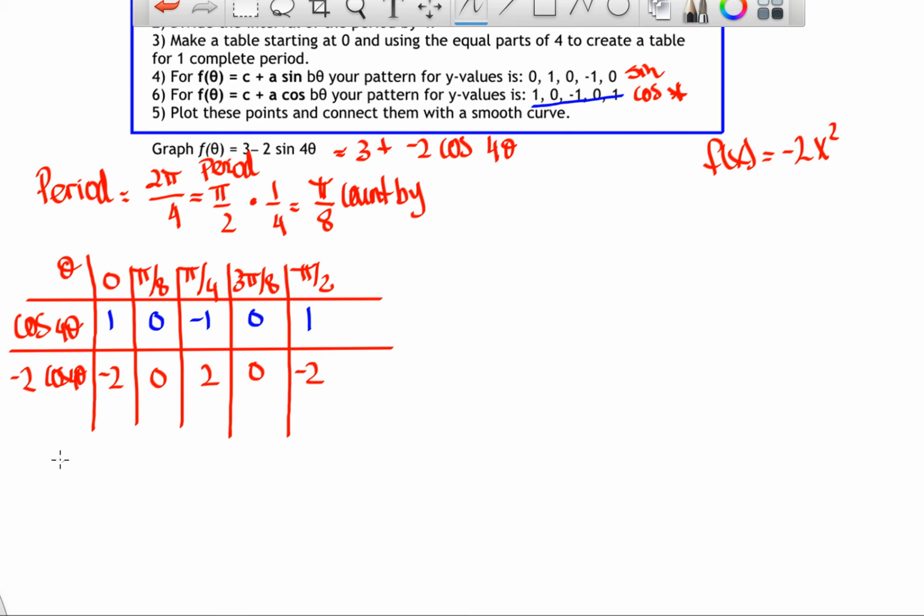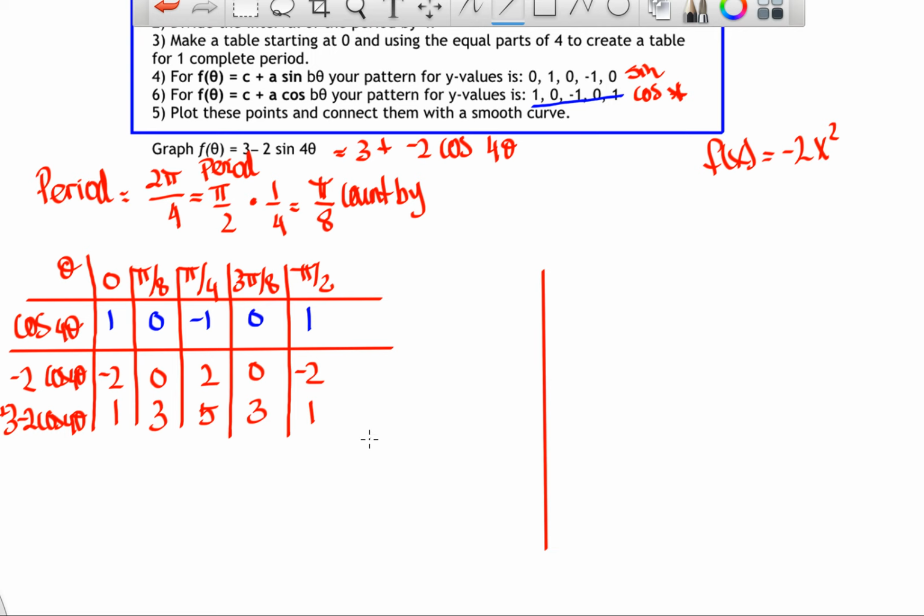And the last part then is to write this as 3 minus 2 times the cosine of 4 theta. Well, this 3 is a positive 3, so it's added. So we're just going to add. -2 plus 3 is 1. 0 plus 3 is 3. 2 plus 3 is 5. 0 plus 3 is 3. And -2 plus 3 is 1. And then that is what I need to graph, that last line.